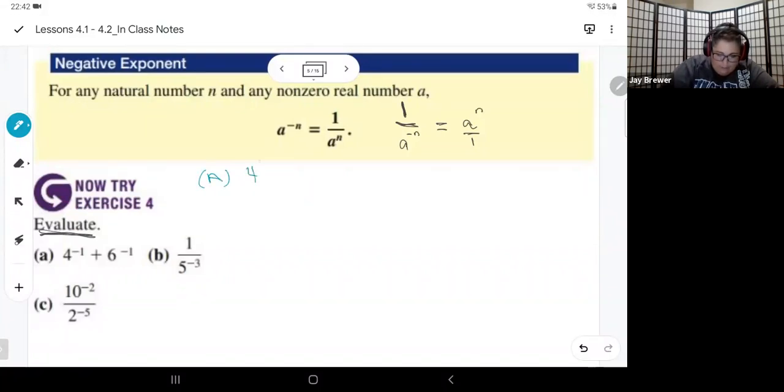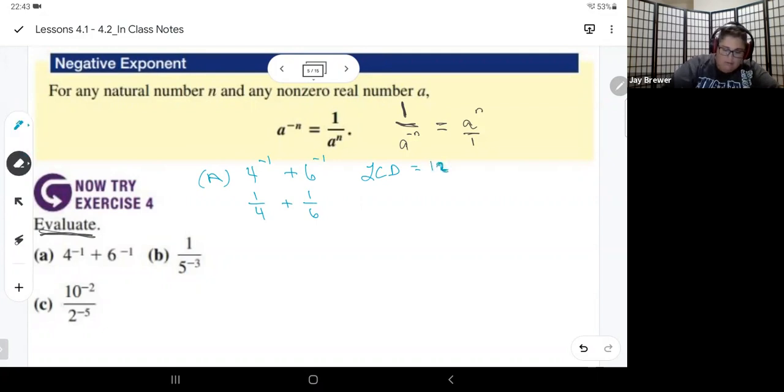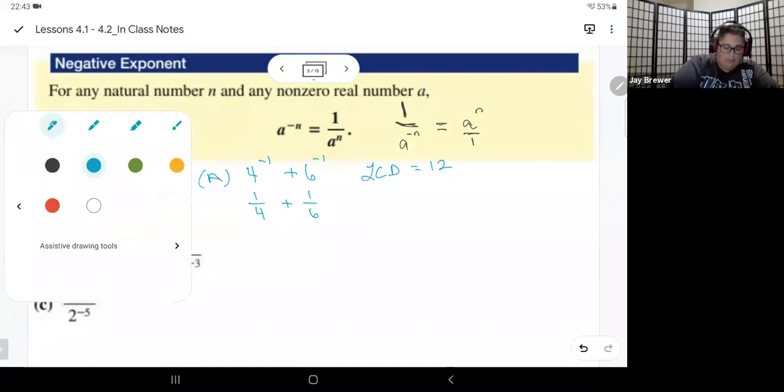So 4 to the negative 1 plus 6 to the negative 1. Well, that's the same as saying 1 over 4 plus 1 over 6. The least common denominator between 4 and 6 is 12. So 4 goes into 12, 6 goes into 12, and they don't go into anything else nicely between that.